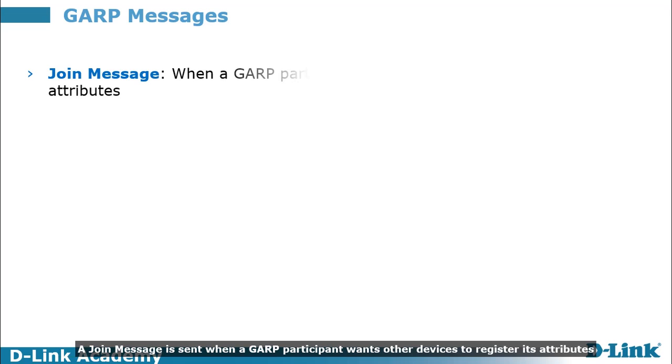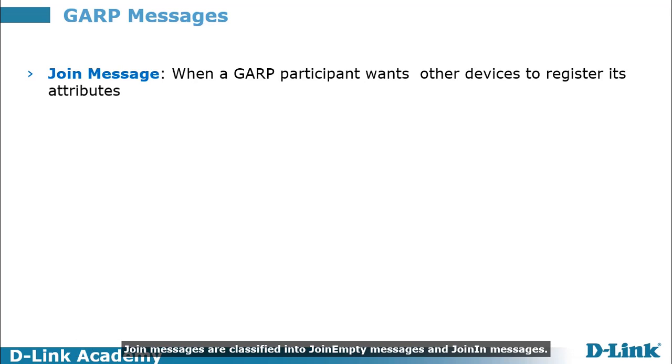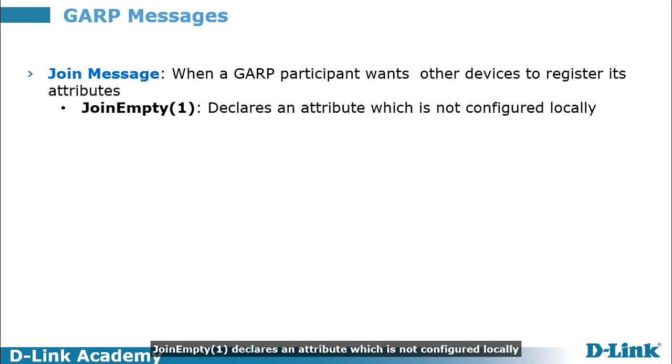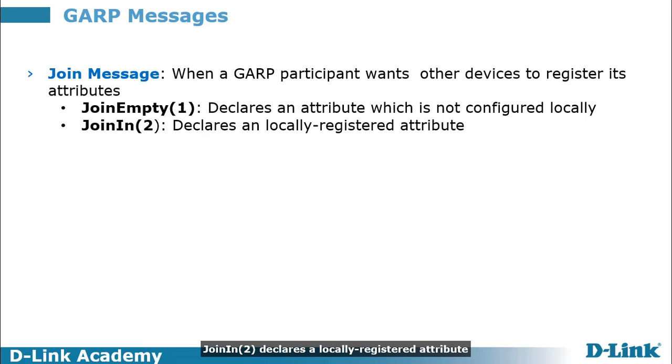Major GVRP messages are: a join message is sent when a GVRP participant wants other devices to register its attributes. Join messages are classified into join empty messages and join in messages. Join empty declares an attribute which is not configured locally. Join in declares a locally registered attribute.